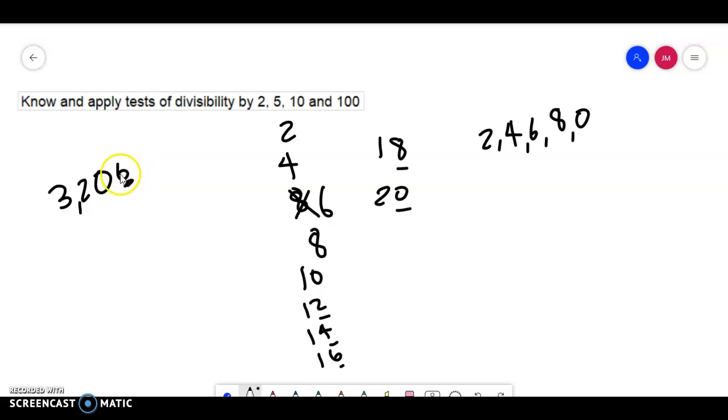And in what scenario am I going to have 3,206? I don't know. I mean, maybe I buy a lot of chocolate and I have a friend with me. We know that we're going to get exactly the same amount.